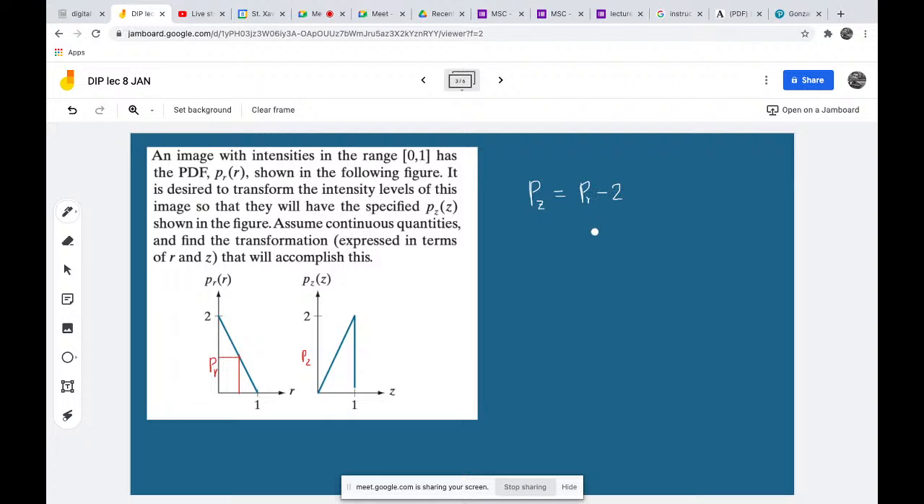If I do this, let me check for the input. So when PR is 1, I think it will not work there. 1 minus 2 will become minus 1. But PZ is nowhere minus 1. When this is 1, this should be 2. And when PR is 0, or when PR is 2, this should be 0.